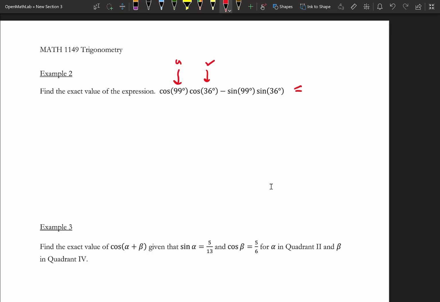So this is going to be equal to cosine of u plus v. I'll just write that above to remind us. So that would be 99 degrees plus 36 degrees, which is 135. This would be equivalent to cosine of 135 degrees, which is a value on our unit circle.